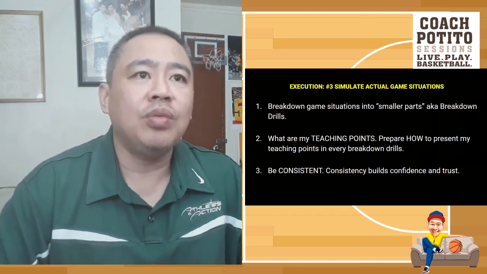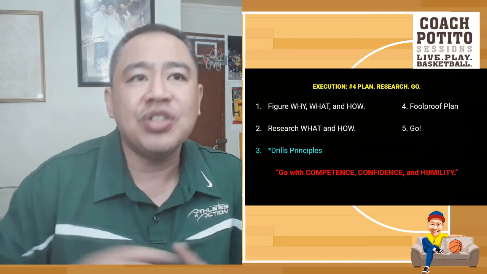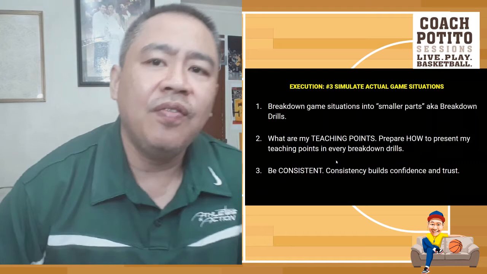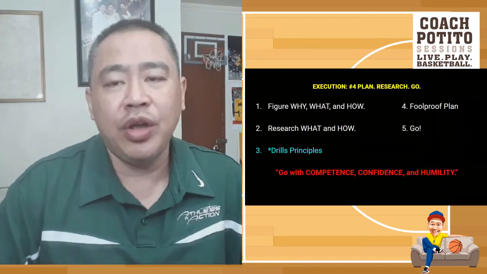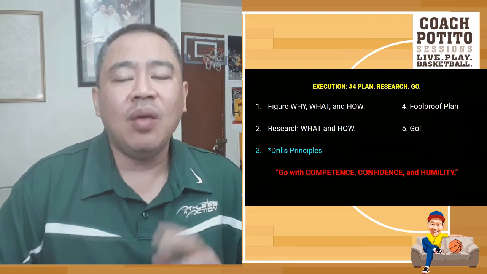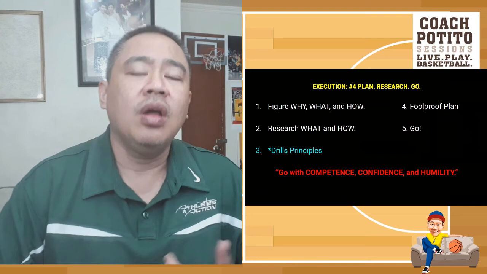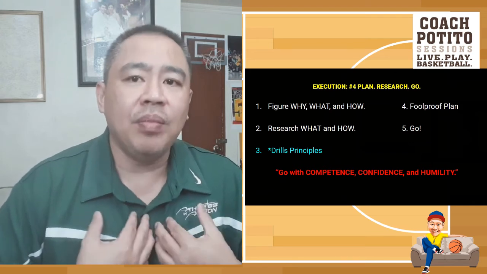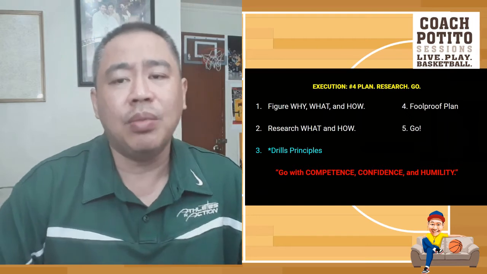Number four would be to research, plan, research, and go. Figure out your why, what you're going to do about it, and rather, how you're going to go about it and how you're going to do it. A good example for me, again, is transition. I'm just going back to my transition offense just because that's my number one priority.